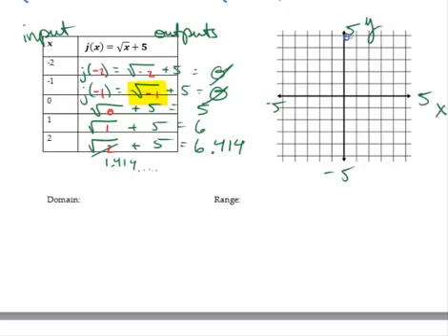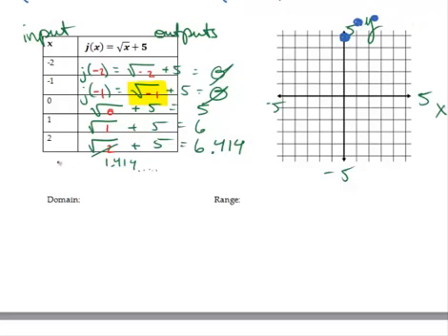0, 5. That's our first one. We know 1, 6. So this one's going to be up a little bit more here at 6. We know 2, 6.414. So a little higher than 6. That's not many points. I think I need to see more before I see the shape.